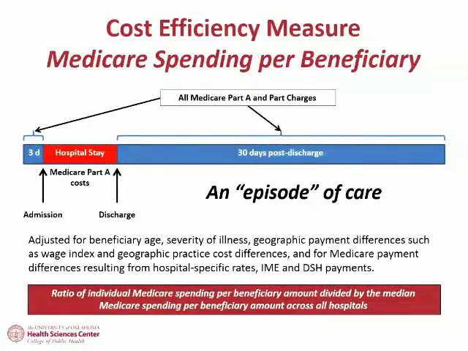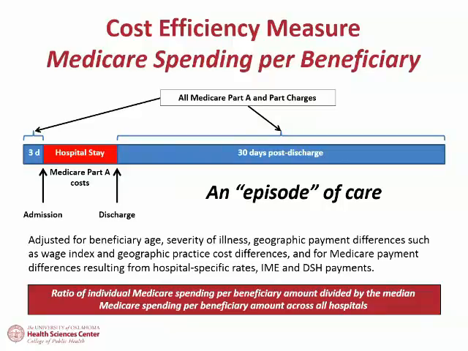So let me talk about cost efficiency for a measure again. Here's the way Medicare holds hospitals accountable for cost efficiency. So here's a hospital stay. Let's say you have a patient come into the hospital with heart failure. The patient's in the hospital for 5 days. Medicare holds you accountable for all cost of care for that patient from 3 days before they come into the hospital until 30 days post-discharge.